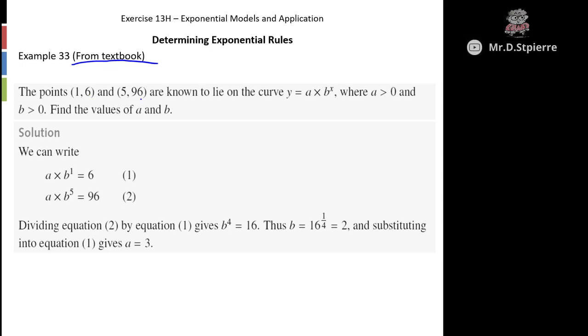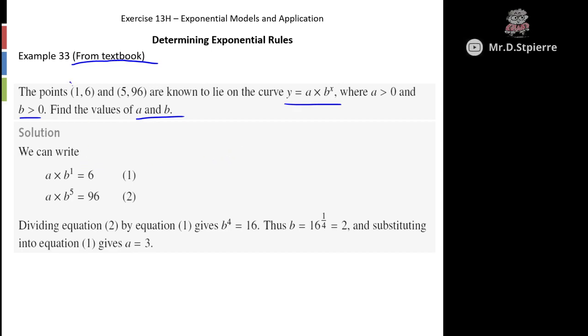After 5 years, the population was 96, if you're given it in that form. Or you could think of it in terms of x and y. And you know that the growth is going to be given by some exponential equation. How do we find that? What is that actual exponential equation? And so this is effectively simultaneous equations.